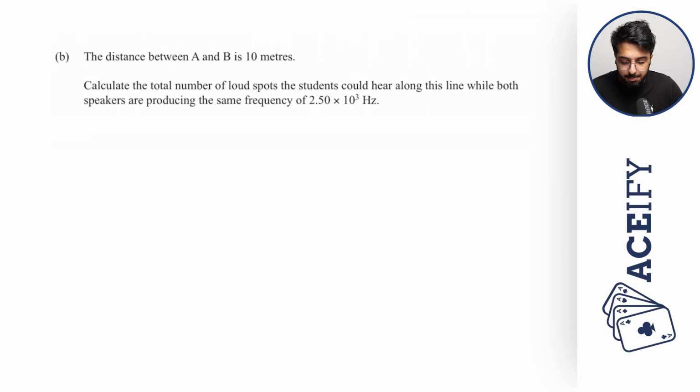The distance between A and B is 10 meters. Calculate the total number of loud spots the students could hear along this line while both speakers are producing the same frequency of 2.5 times 10 to the 3 hertz.